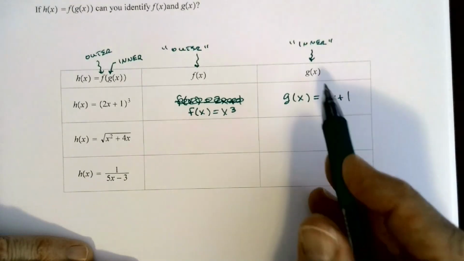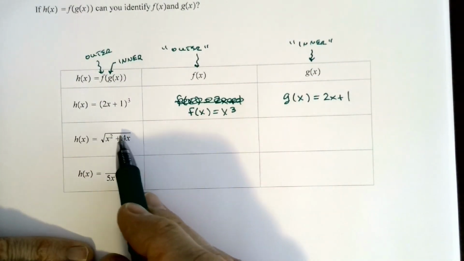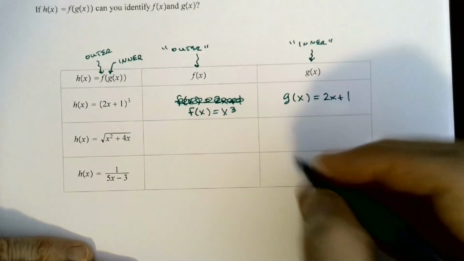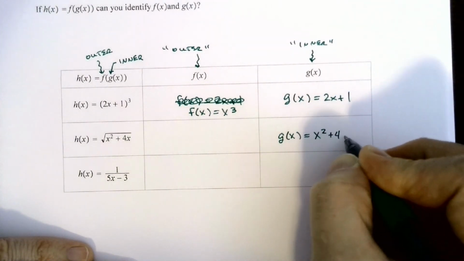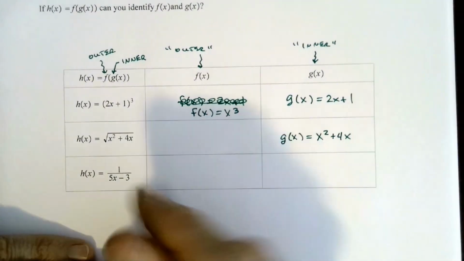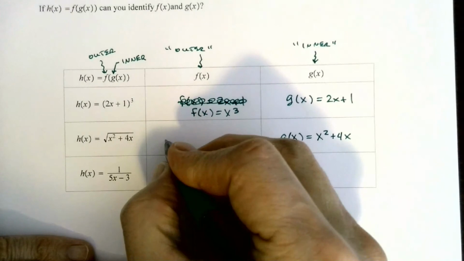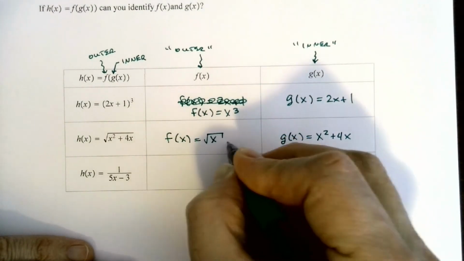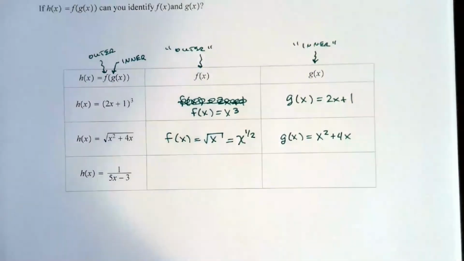All right, let's see if we can get this right. What's the inner function here? Well, what would you do first? You'd do the stuff under the radical, right? The x squared plus 4x. So that's the inner function here. X squared plus 4x. What's the outer function? After you do the x squared plus 4x, what do you do? You take the square root. So the outer function f of x is the square root of x, which can also be written as what? Remember, x to what power? 1/2. Remember, square root of x is the same as x to the 1/2 power.